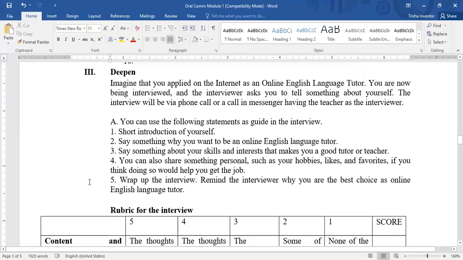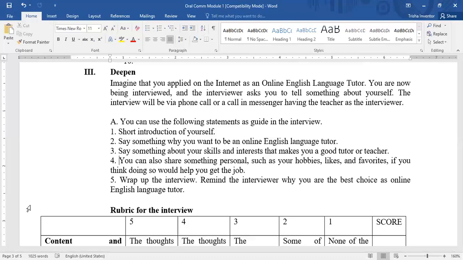And then number three, say something about your skills and interests that makes you a good tutor or teacher. For my skills, I am good at speaking English. I believe that I am fluent enough in speaking English. And also my interest, I am always interested in talking with different people every day. So I think that I am suitable for this job. Ting ana.